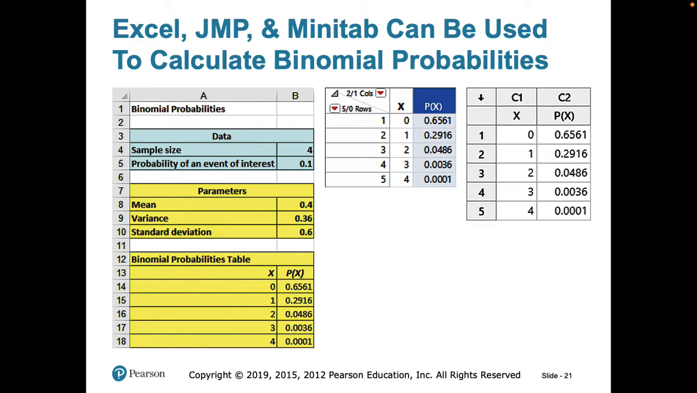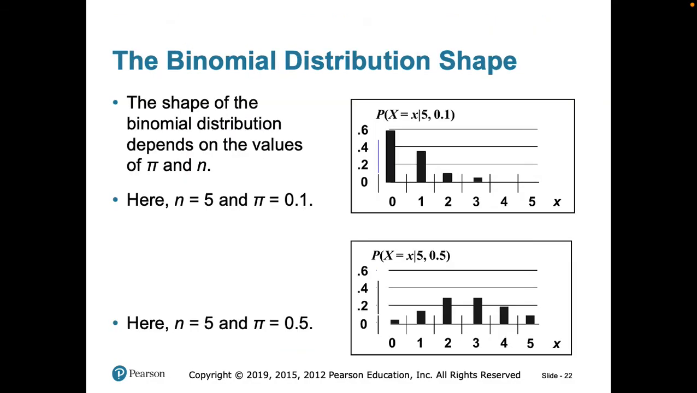Because this is very difficult, very tedious work, and to do it by calculator is very difficult, we're going to be using Excel, JMP, and Minitab to do binomial calculations. We will have a separate tutorial on how to do that in Excel. A discrete histogram will help you visualize binomial distributions.